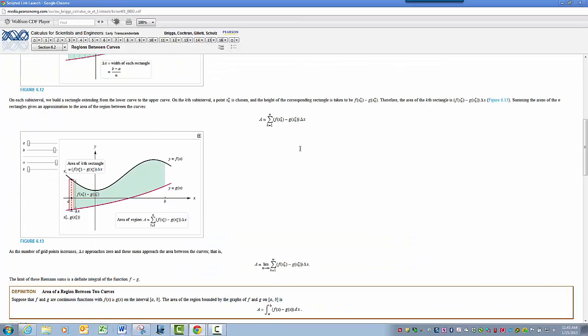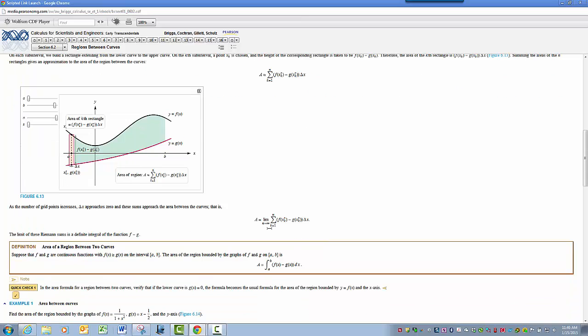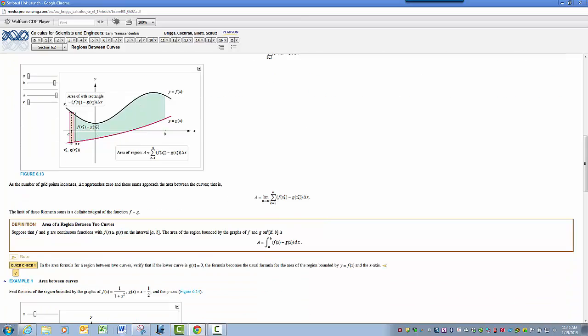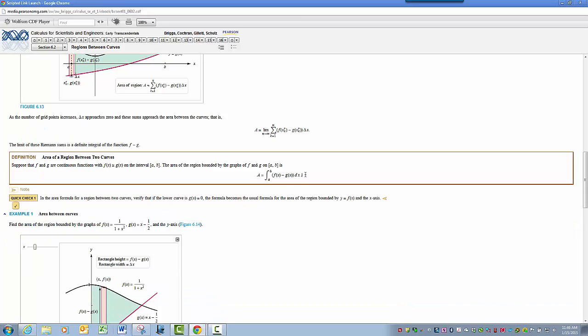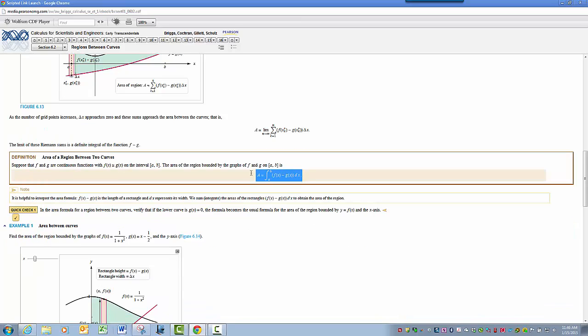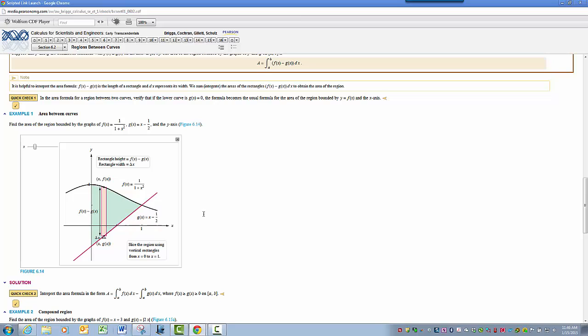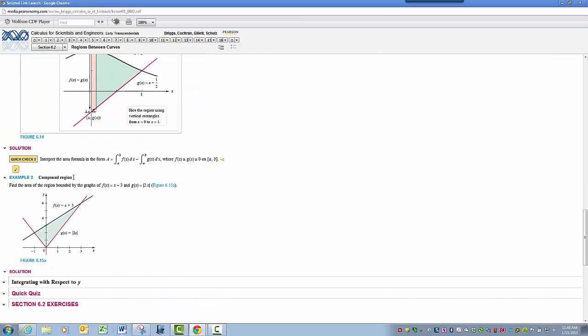The book goes through some animations here for doing the sum and setting it up. Then they go to the part that's most important here, and that's your formula for the area between two curves. What you have to do is take the difference between the two functions and then integrate that over the interval. You can go through and play with some of these animations, and you can see those calculations occurring.